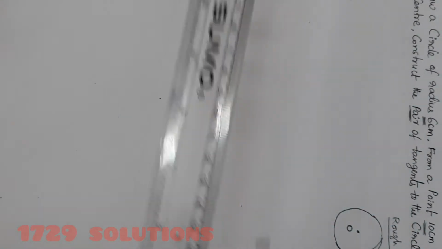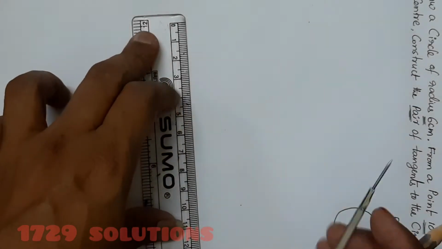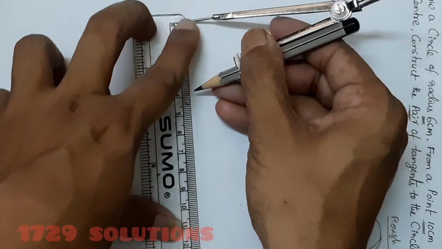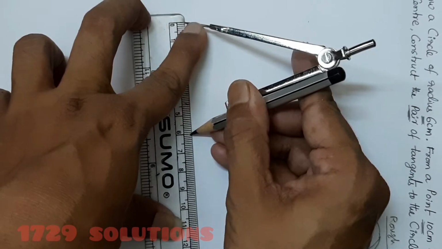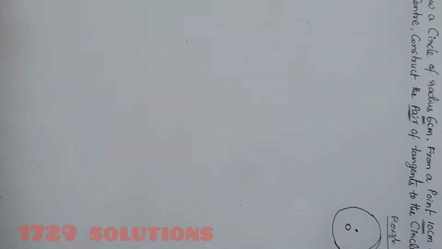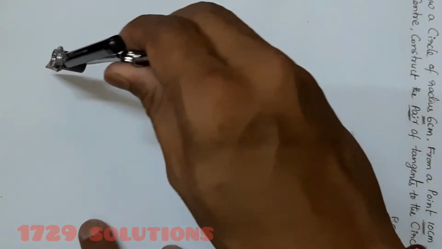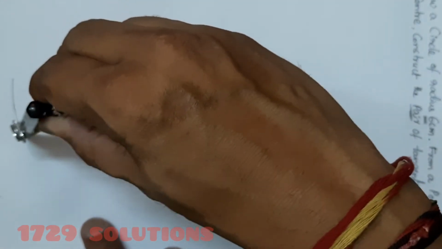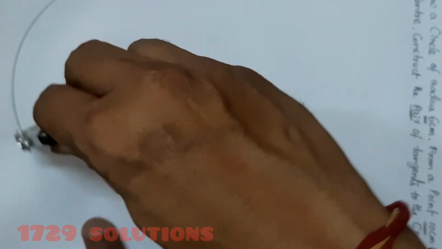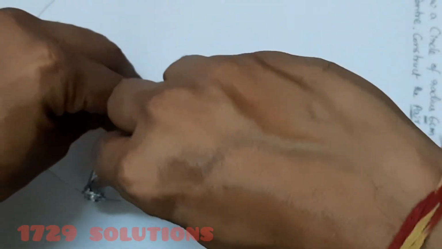So first of all you need to take 6 centimeters of radius. 6 centimeters means you will get a 12 centimeters diameter. So it's big, that's why I'm doing like this. So first of all you need to draw a circle with the help of a compass of 6 centimeters radius. So it's a textbook question.